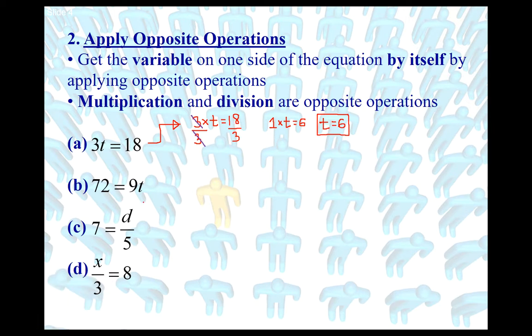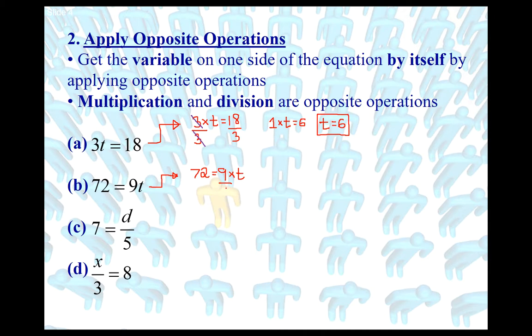So the second one is 72 is equal to 9t. That's the same thing as writing 72 is equal to 9 times t. Okay, we want to get the t isolated. And right now the t is not isolated because it's being multiplied by 9. So how do you get rid of that 9? Because again, we want to isolate the t. Apply the opposite operation. What's the opposite operation to multiplication? Division, which again, we're going to show with a fraction symbol.